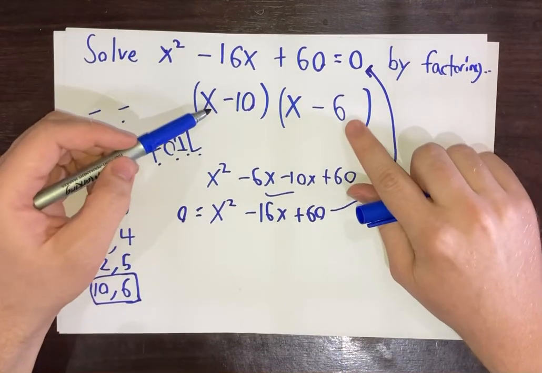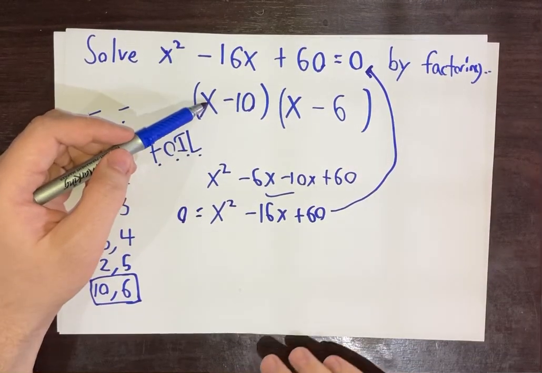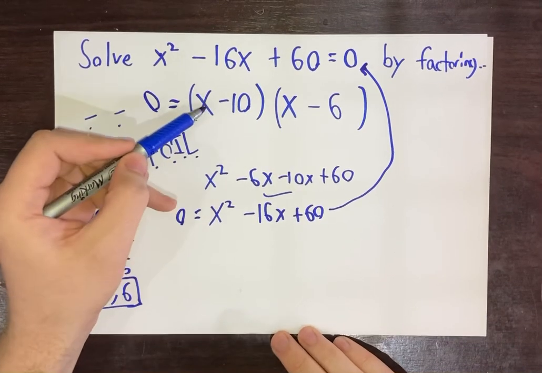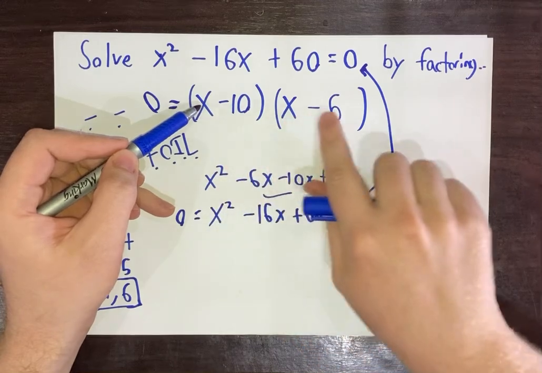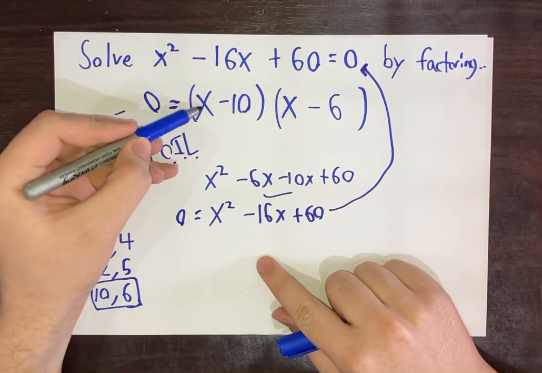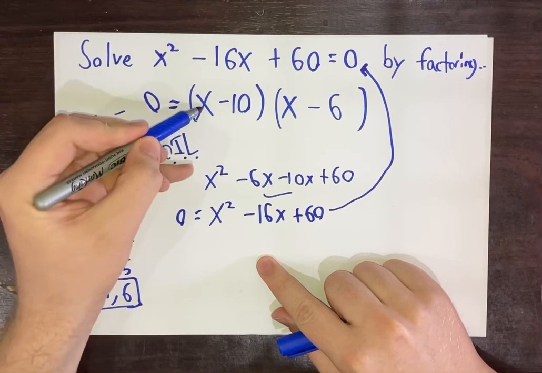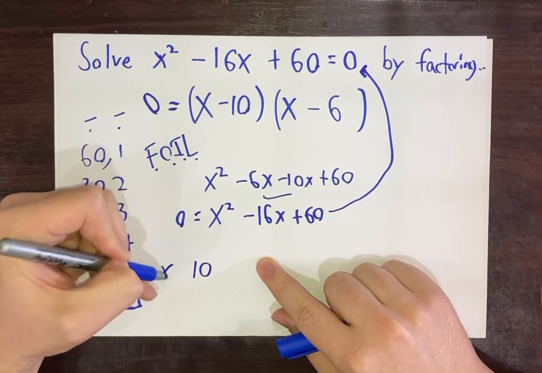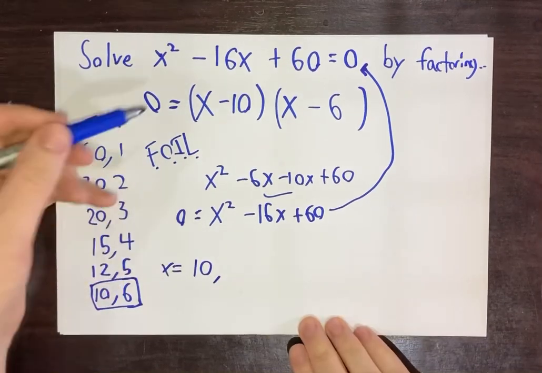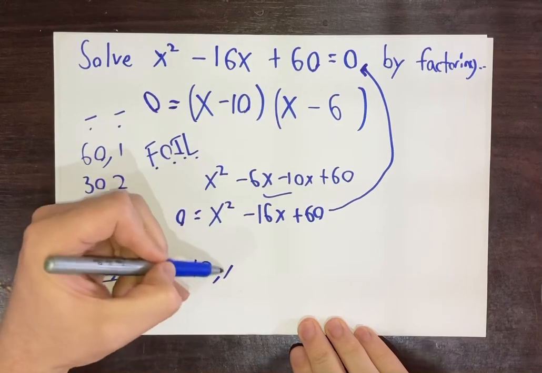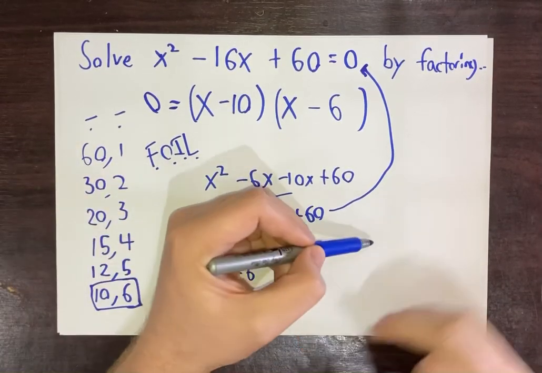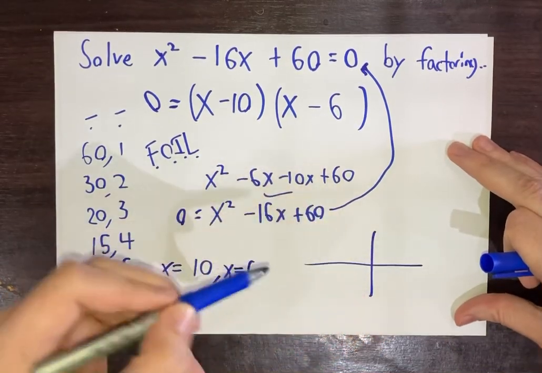So we know that our solutions can be found now by using these factors, and what we need to do is zero out the factors. So we need the numbers that, when introduced into these brackets, create a 0. In this case, it's simple. If we put a positive 10 into this bracket, it zeroes it out. So that's one of our solutions, x equals 10. And if we put a positive 6 into the other bracket, it also zeroes it out. So these are our two solutions, which take the form of x-intercepts on a graph.